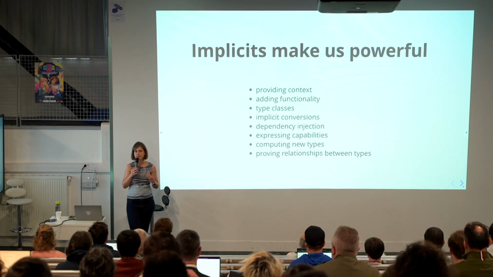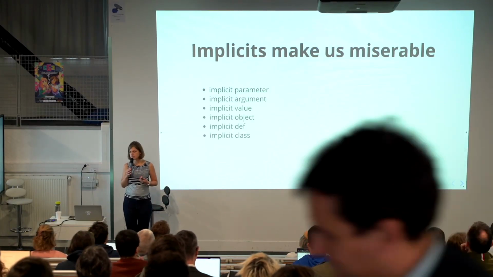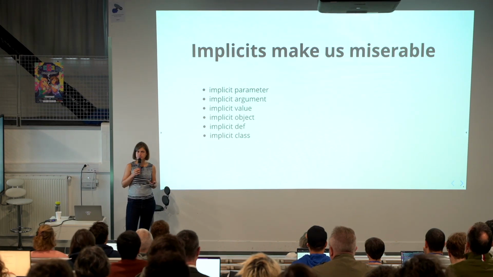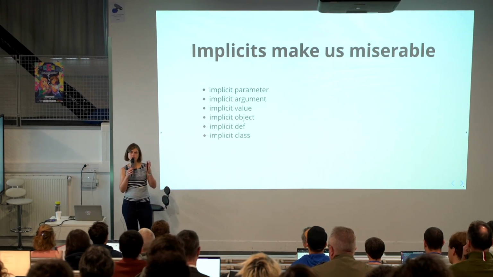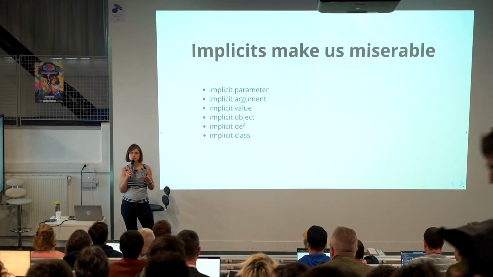So they are powerful, they make us powerful because they let us do with our code what we need to achieve. But at the same time, they can also make us miserable. And why is that? In my opinion, the most important problem is that you can find the implicit keyword next to parameters and arguments, values and objects, methods and classes. So it's not like you see the keyword and you instantly know what is being achieved. You have to have some experience, you have to know the idioms, the patterns, the ways of solving things in Scala to understand and recognize what is being achieved in the piece of code that you are looking at. So it's not clear just from the keyword.